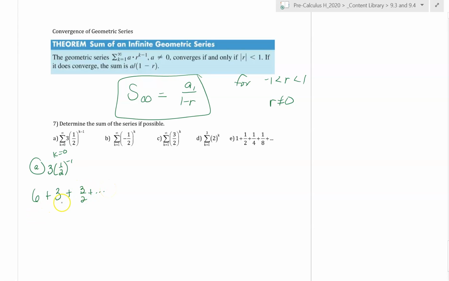So notice we could have a common ratio of 1/2. Since 1/2 is between -1 and 1, but not 0, we can use the formula to find the sum of an infinite geometric series. The first term was 6. The common ratio was 1/2, so we end with 12. So you could say that this series converges to 12. Go ahead and pause the video and try part B.